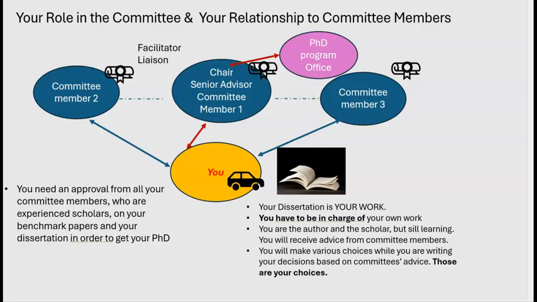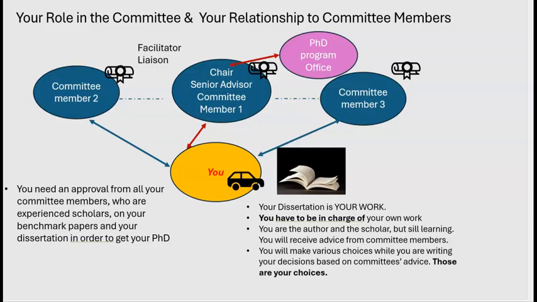In this presentation, I want you to be clear about your role in the committee and your relationship to committee members. One most important thing I want you to know is that in this process of writing a doctoral dissertation, you are the author and you are the scholar. It is your work and you're going to put your name on it.